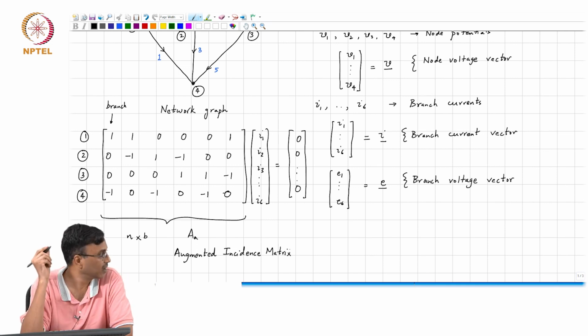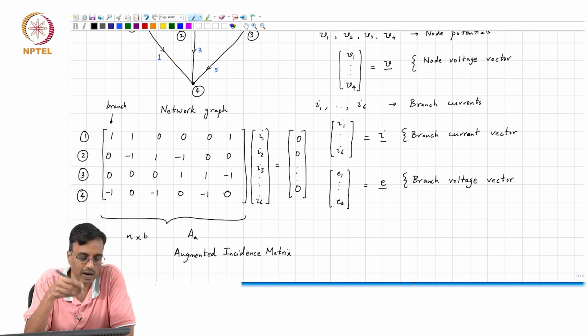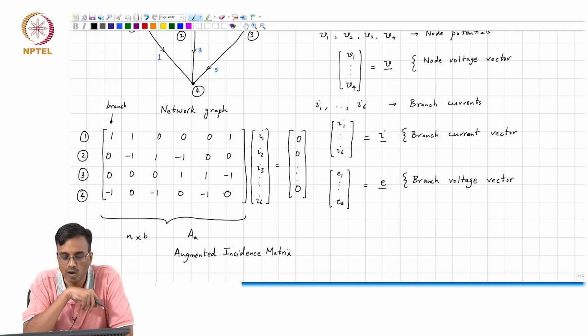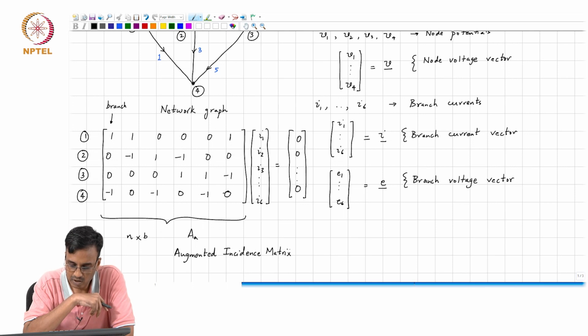We will see why this name makes sense. Well, incidence matrix, it is a matrix, so you better call it a matrix. Incidence, why do you think it makes sense to call this incidence? Why does that word make sense? Well, it is telling you on which nodes a particular branch is incident, with a direction plus or minus 1. So, it makes sense to call it an incidence matrix.